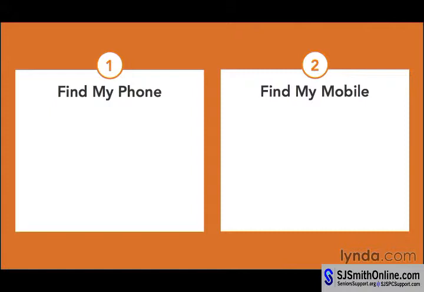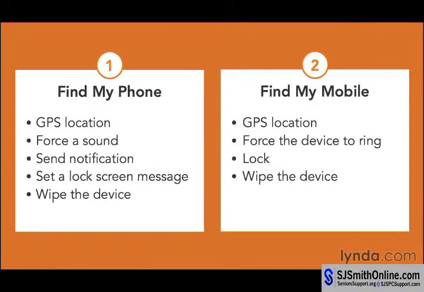Apple's service is called Find My Phone and is managed as part of iCloud. The Android service is called Find My Mobile and is managed as a web application called Android Device Manager. The simplest option allows me to locate a device. Both services will give me GPS coordinates of the phone. I can even have the device make a noise. This is great when your phone gets lost in the couch and you can't find it.